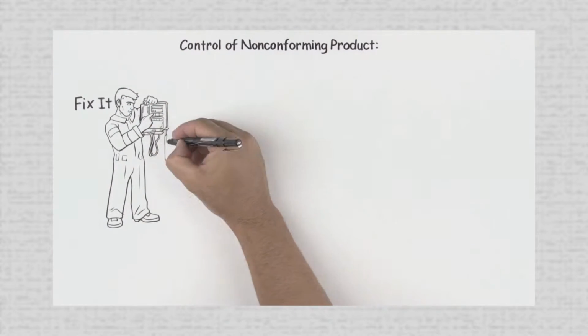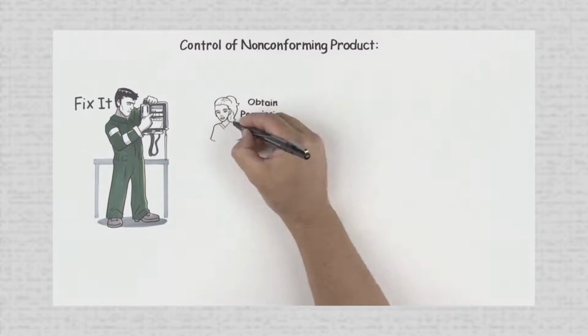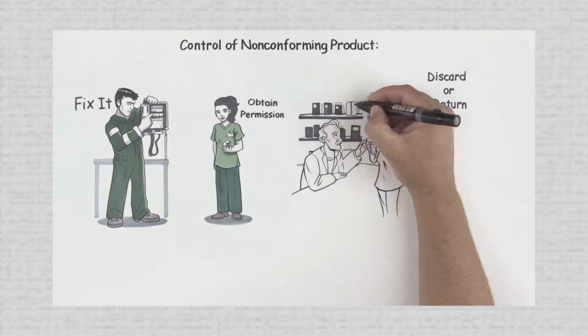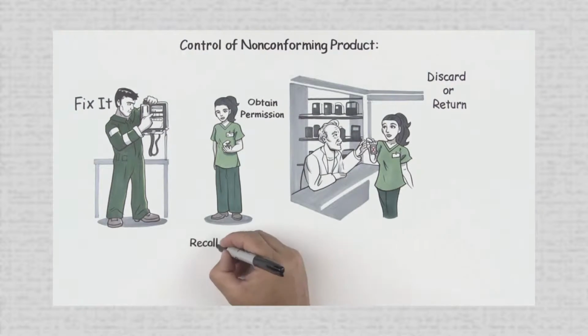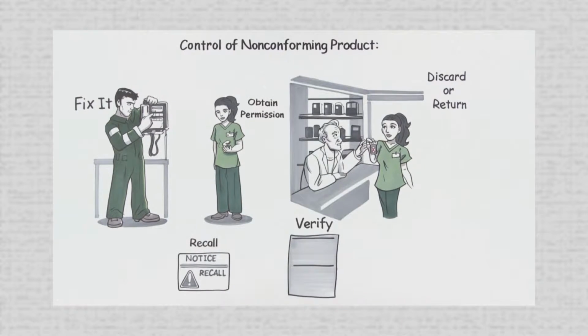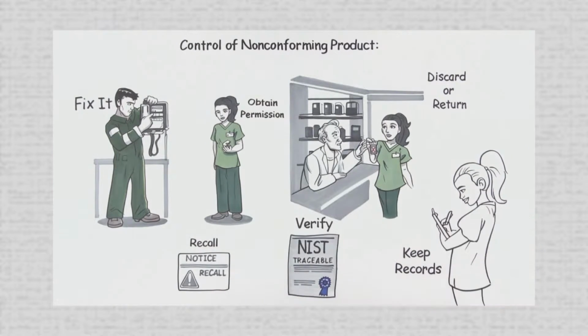Eliminate the detected non-conformity. Fix it. Authorize the product's use, release, or acceptance under concession by a relevant authority. Obtain permission to use it. Prevent its original intended use. Discard or return it. Follow recall procedures if product is already in use. Recall it. And finally, corrected non-conformances have to be verified to ensure they conform to customer or regulatory requirements. Records needed for non-conformances include a description of the non-conformity, any actions taken, or written permissions to use the product.